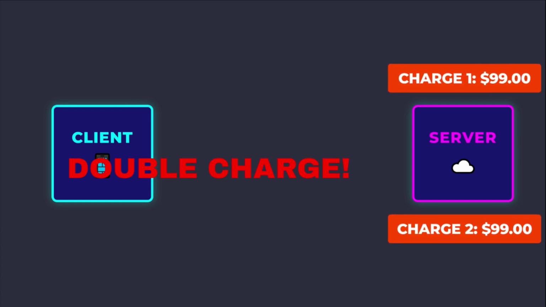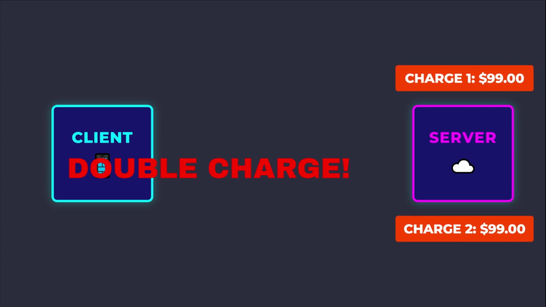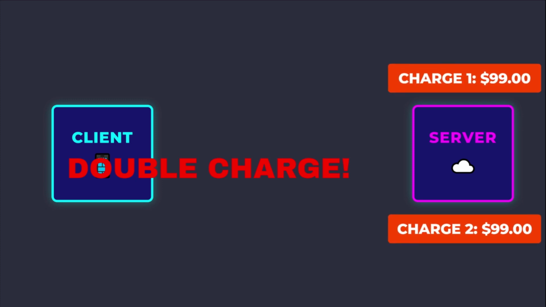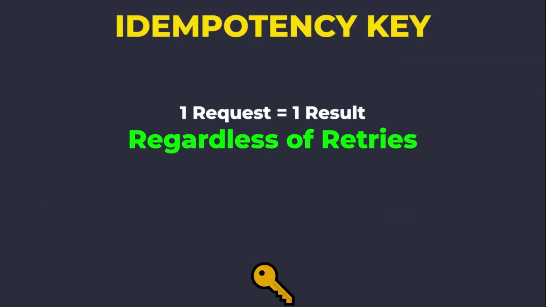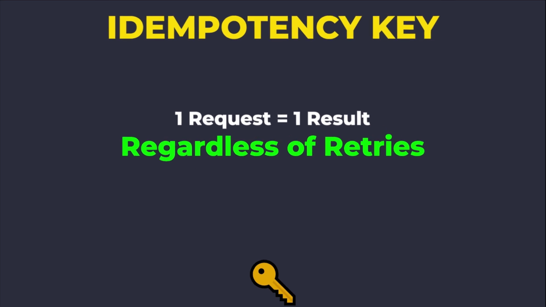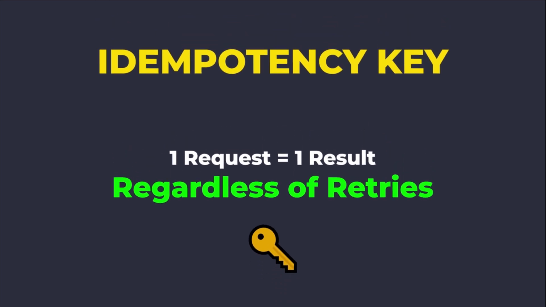The financial and reputational damage from double charging necessitates a deterministic mechanism to ensure that executing the same operation multiple times yields the same result as executing it once. This mechanism is the idempotency key. We must treat every incoming request as potentially a retry, even if the client claims it is the first attempt. The core challenge is mapping a client's logical operation to a single, immutable state change on the server side, regardless of how many times the HTTP request is received.